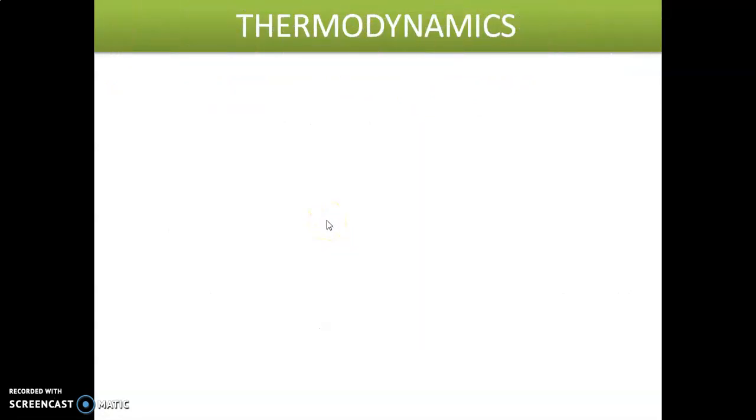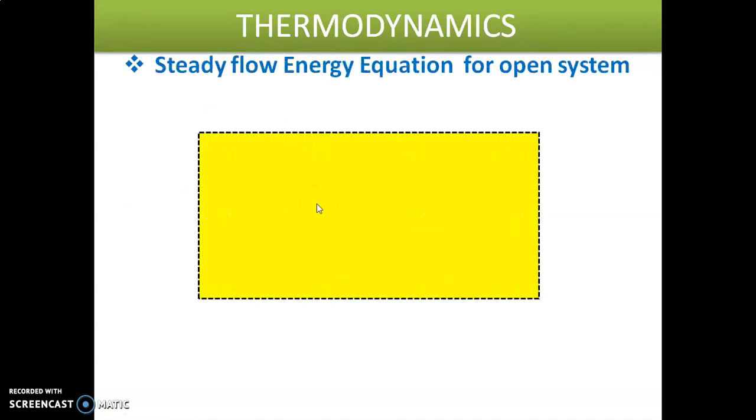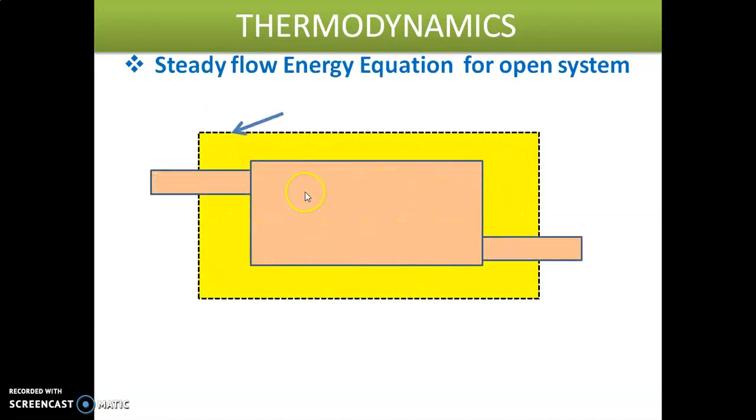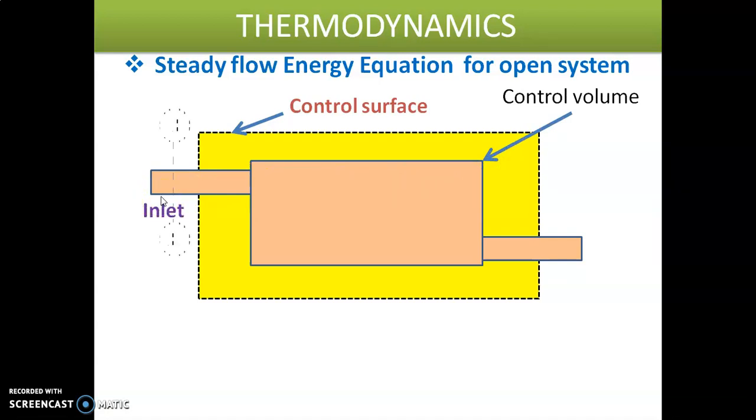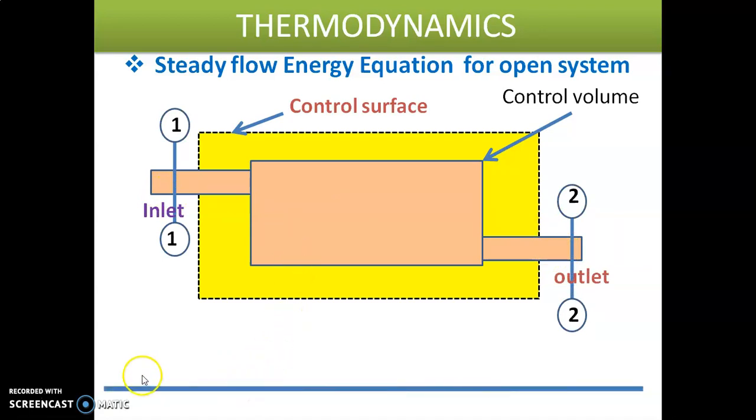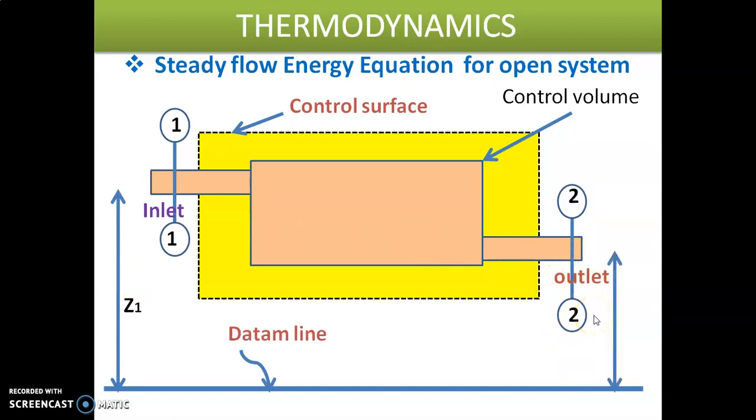So if you want to derive the steady flow energy equation for open system, first we have to consider a system. That is an open system. This is a control volume, with a control surface. This is the inlet at section 1 and this is the outlet at section 2. This is a datum line. From the datum line, the inlet is at a distance Z1, and from the datum line, the outlet is at a distance Z2.